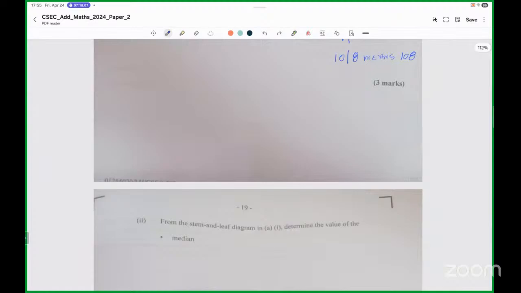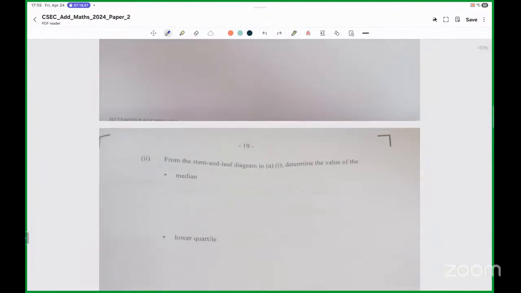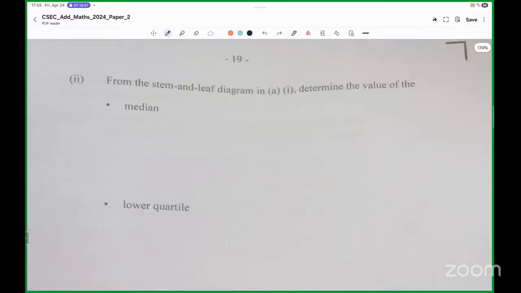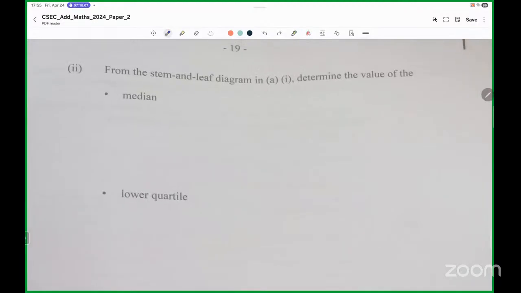It says, from the stem and leaf diagram, determine the value of the median. So the median is the value in the middle. Now, there are 35 values, and when there's an odd number of values, the one in the middle is the median. If you take out the 34 and split that half and half, you get 17 and 17. So the 18th value is the median, because you must have the same number of values below the median as above it. But if you don't remember that, you can remember this little thing for finding the position of the median. The position of the median is Q2.